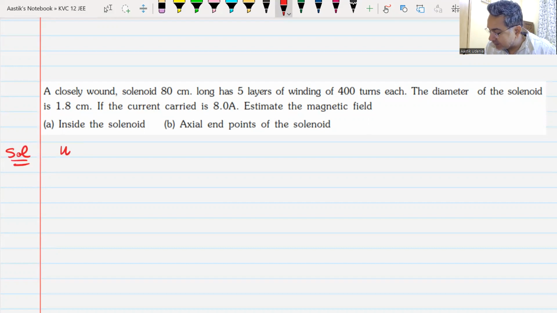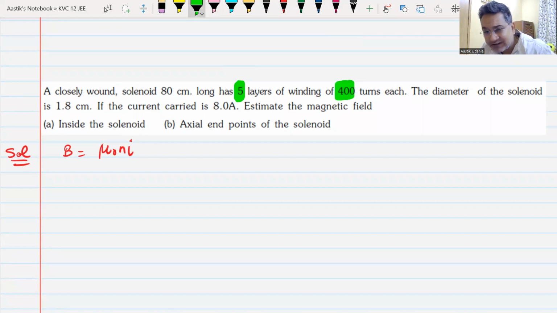So basically, what you have to do? B is mu naught n I. You just have to find the number of turns per unit length. You have 5 layers of 400 turns each in each layer. So the total number of turns is 2000. You just put the value, get the answer, and stay happy.